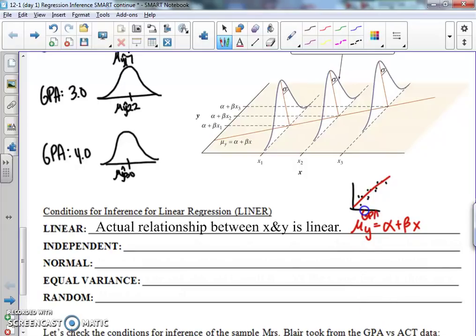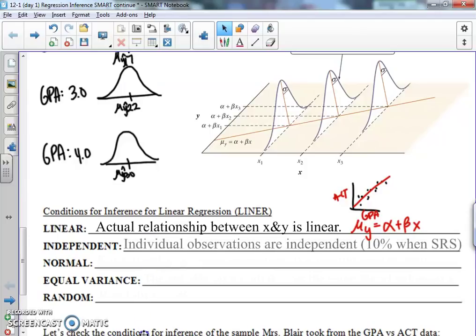So we would say, you know, GPA versus ACT is approximately linear. And I'll go through this all in another example in a second. The independent condition, this is kind of where the 10% condition came from. We just want to show that individual observations are independent. And this is where you're going to check the 10% condition anytime you take an SRS. So what I'm saying is when I'm taking a sample, say with ACTs and GPAs, that one student's GPA and ACT is not going to affect another student's GPA or ACT. This independent factor needs to be in there.